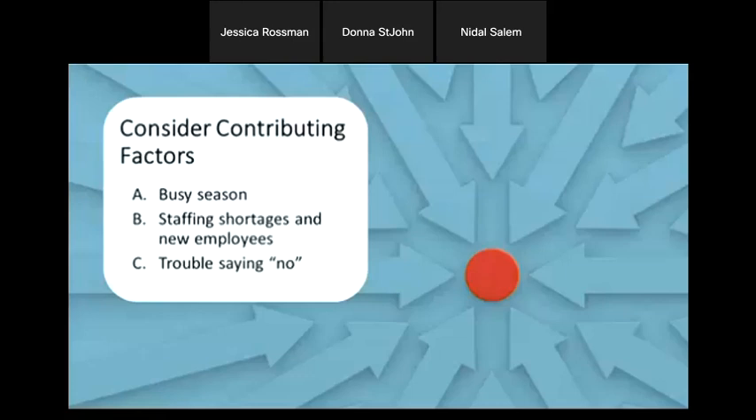So, and Donna, the most popular answer by far is C, saying Pat, trouble saying no is the thing that they have control over.